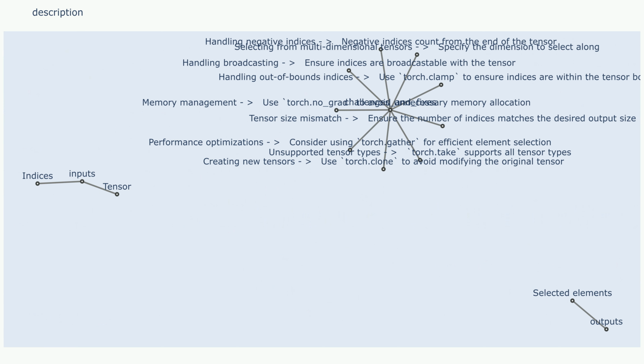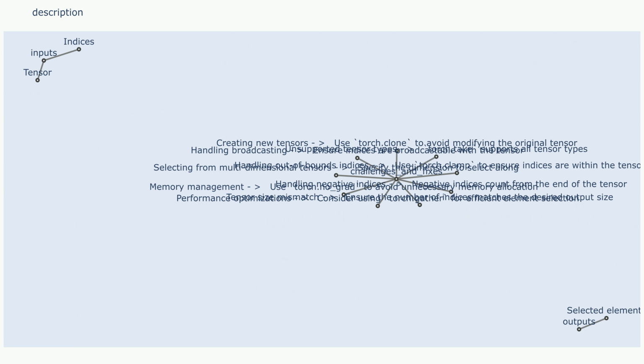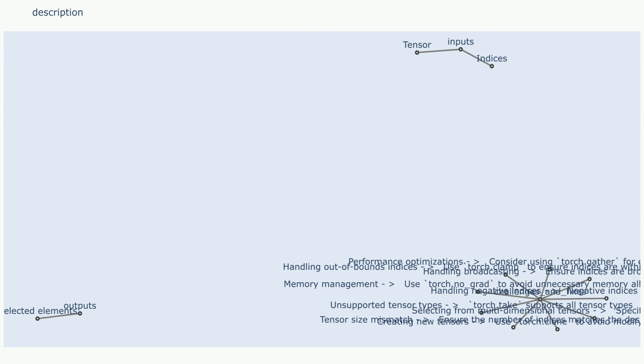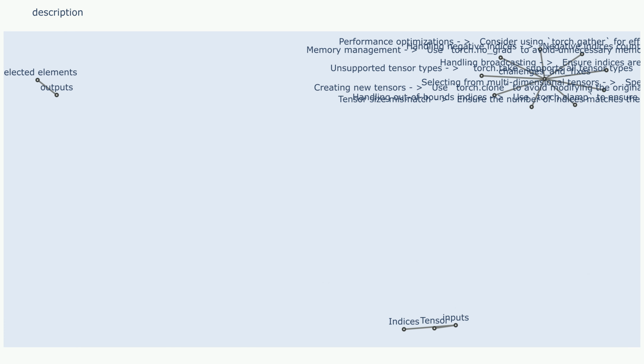Sample use case that resulted in challenge 1: attempting to access elements beyond the size of the source tensor. Fixes to challenge 1: ensure that the indices tensor contains only valid indices within the bounds of the source tensor's dimensions. Clamp the indices tensor to the valid range of the source tensor.